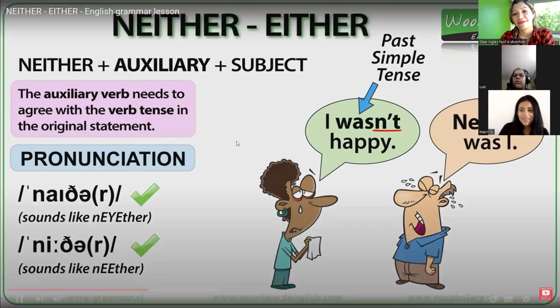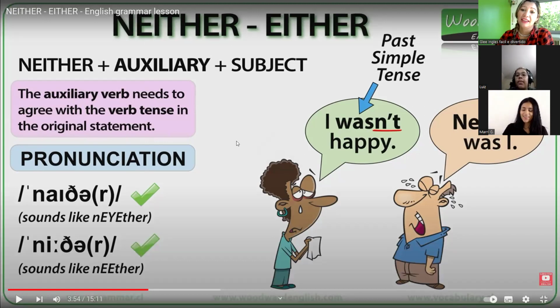Neither was I. Remember, we are using simple past, verb to be. I wasn't happy, neither was I. Lembra? Primeiro vai vir o neither, depois o verbo ou o auxiliar e depois o sujeito. Okay.